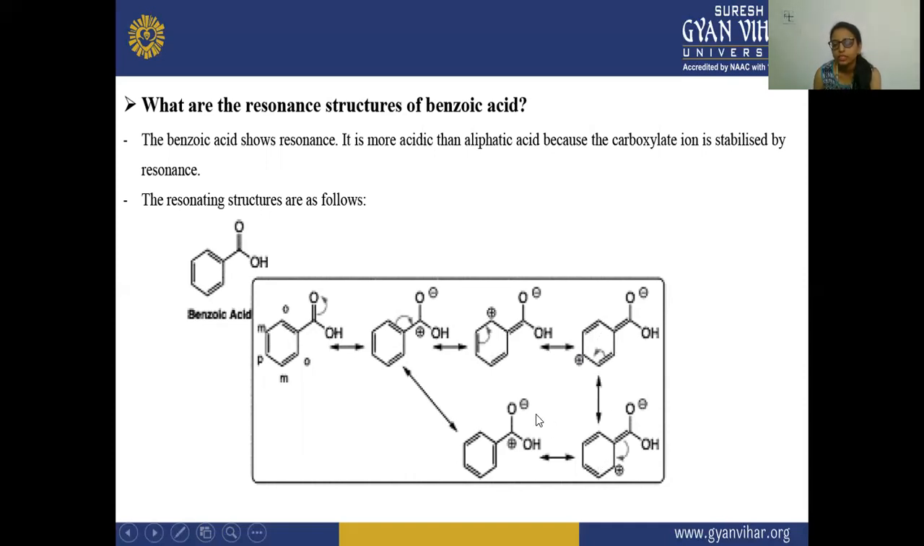So you can see there is resonance happening in this benzoic acid structure. Again, this oxygen is negative, the double bond shifts to this position, and this structure is formed. It can go from here to here, so this structure can be formed. You can see that in one structure the double bonds are on the right side, and in the other structure they are on the left side. So these are the resonance structures of benzoic acid.